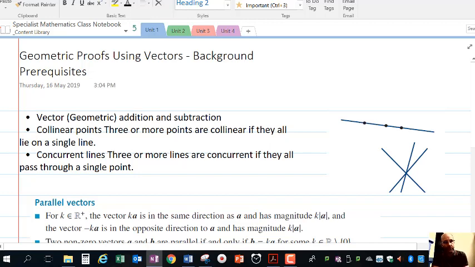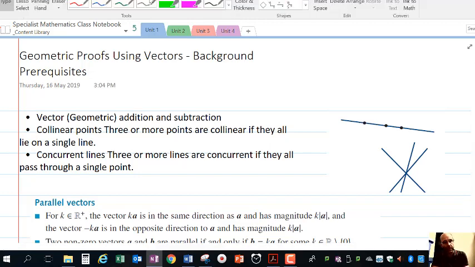Well, before we get into geometric vector proofs, this is a bit of a preliminary look at some of the things that we will be using and also some of the skills you need. So firstly, some definitions. You need to be across collinear points, and collinear points are where there's three or more points all on a single line, like those 3 points. Concurrent lines pass through or meet at the same point.